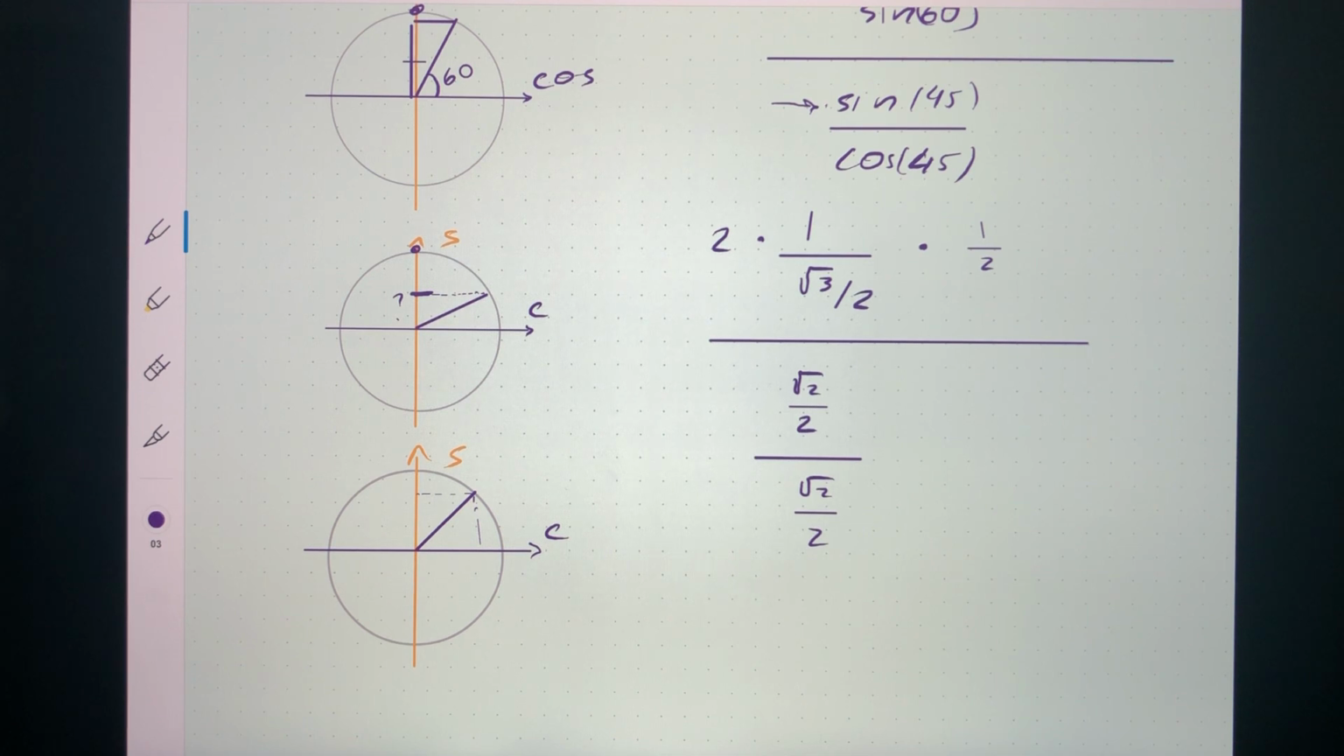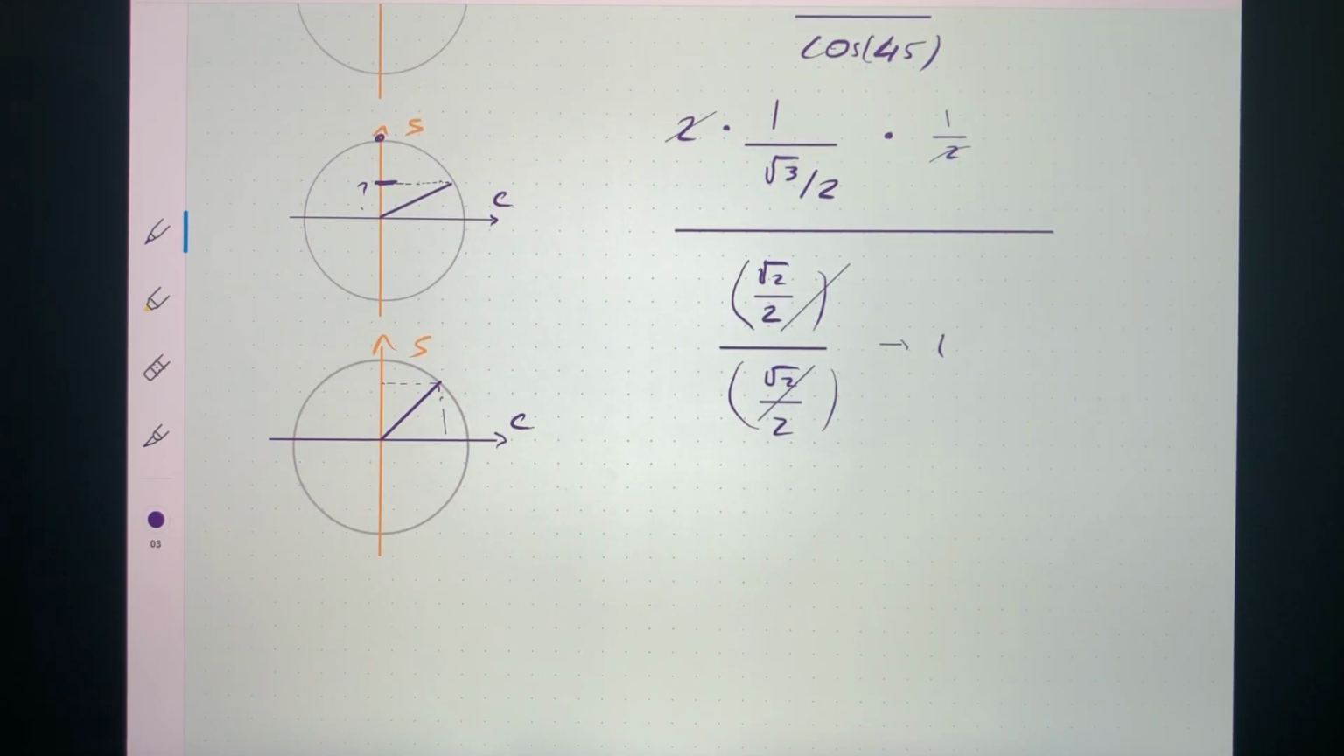Of course, if we divide the same item by exactly the same item, they will cancel off and just give us 1. Now here we're also multiplying by 2 and dividing by 2. They also cancel off. What's left is 1 divided by square root of 3 over 2, and 1 divided by anything is the reciprocal of it, which is 2 divided by square root of 3.